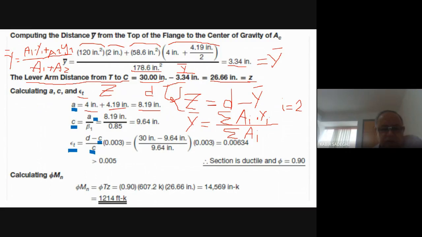We apply A here. We find C. We apply C here and here. And you remember that this was found from similarity of strain triangles in the strain profile. Therefore, we find epsilon t something about 6 per thousand, which is greater than 5 per thousand, so the section is ductile, and phi is 0.9. That's excellent.